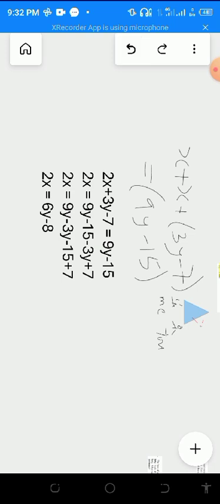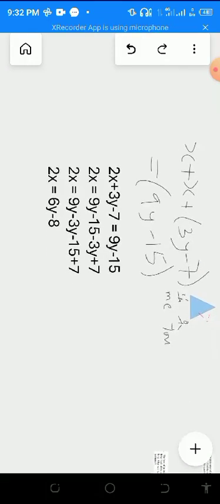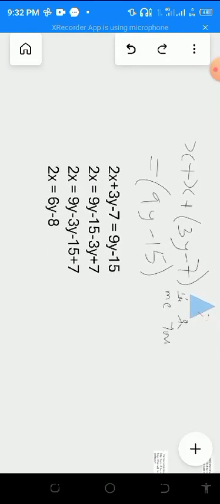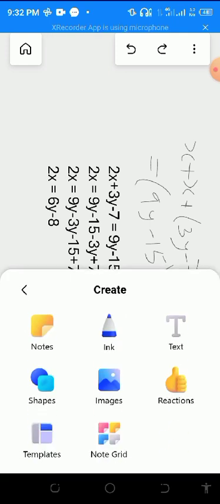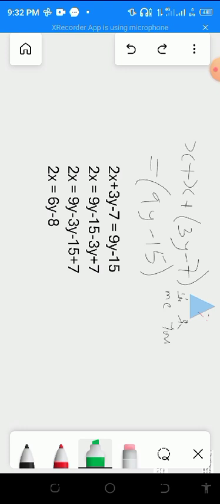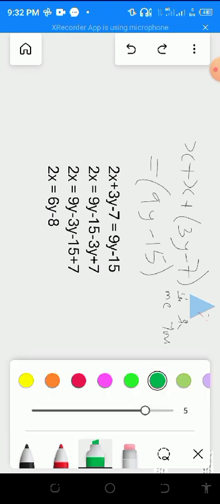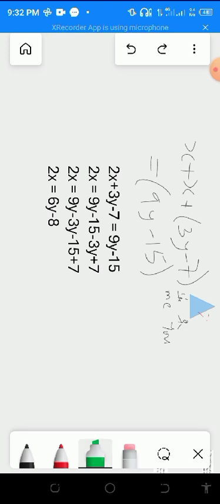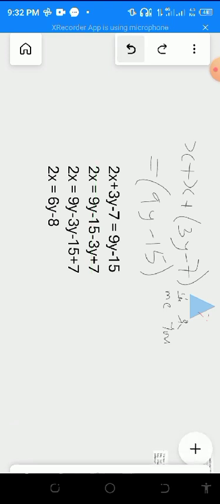So what happens at this second line is that I'm just grouping the items. So let's take all this 3y and then minus 7. I also have another 9y minus 15 on the right hand side of the equation. So let me move everything to the other side of the equation, right? So that is how I got this second line. Is that okay? Okay, perfect.